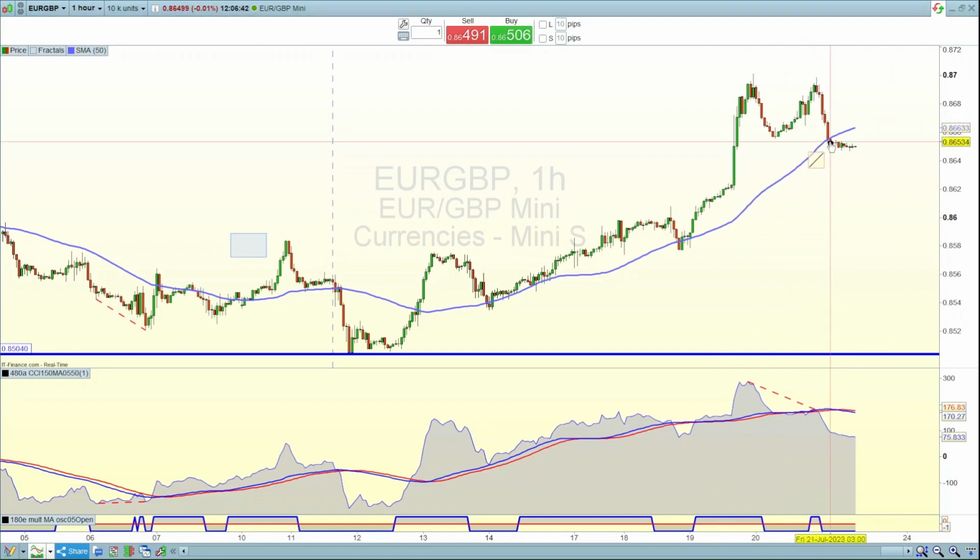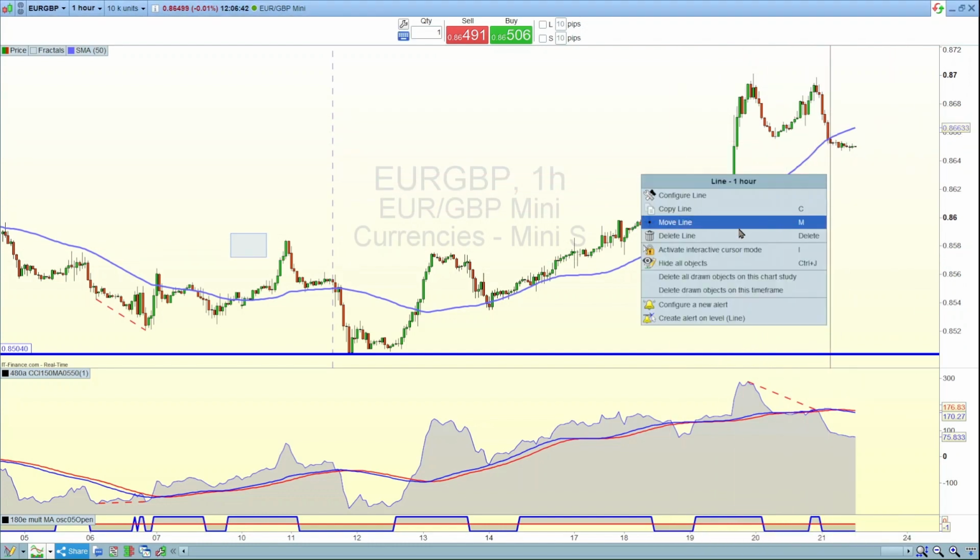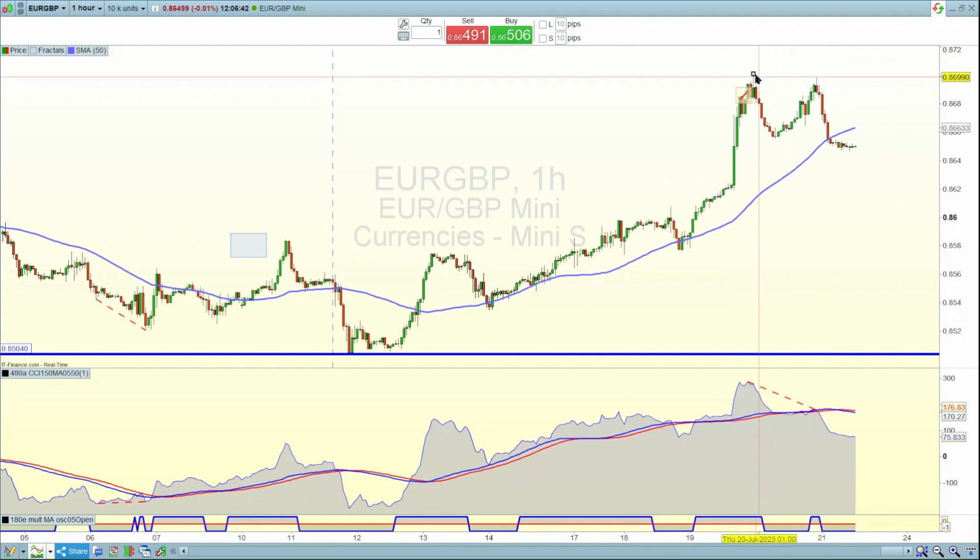I'm going to draw some lines here just to let me just draw this divergence first. Now again, that's a bearish. Come on. No, okay, doesn't like it.